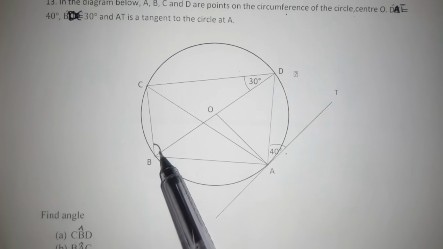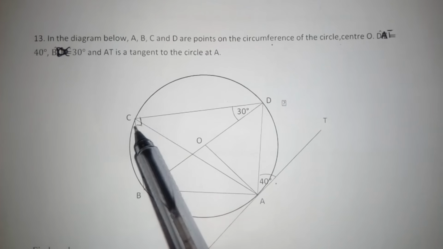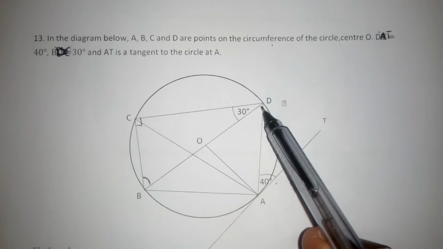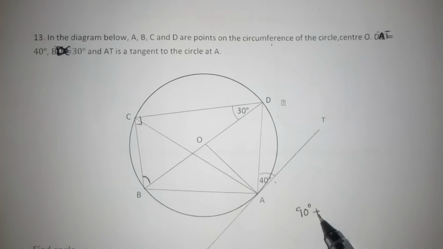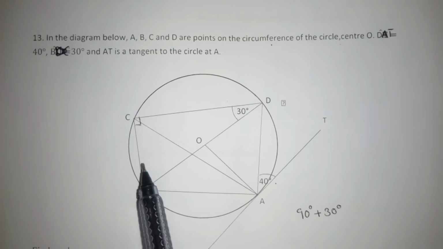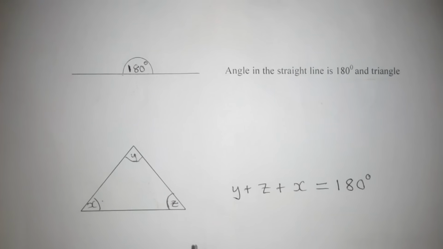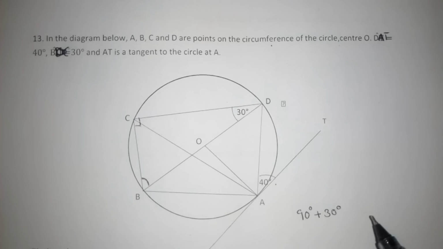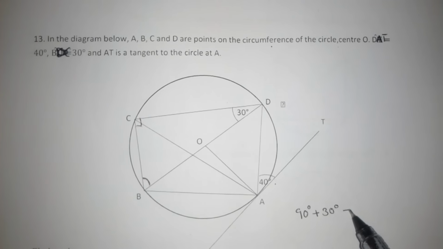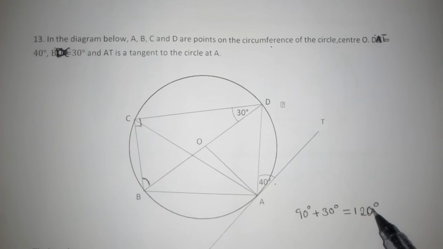So in order for us to find this angle, we'll say this angle here is 90 degrees because this is passing through the center, okay, and this is 90. So we will say 90 degrees plus 30 degrees. Another property is angles inside the triangle add up to 180. So we're going to use also this property. So 90 plus 30 will give us 120 degrees.